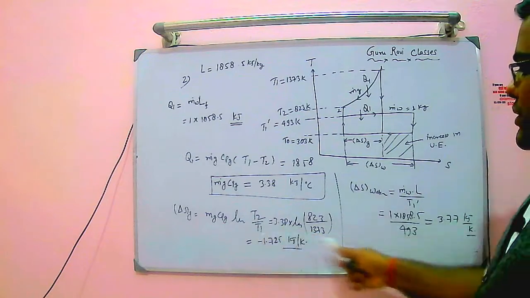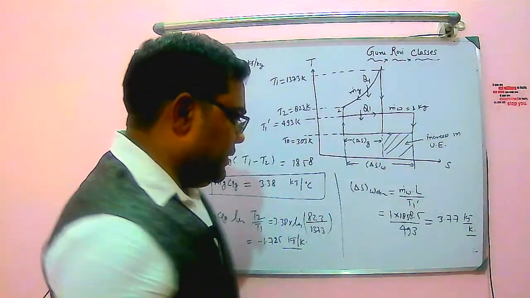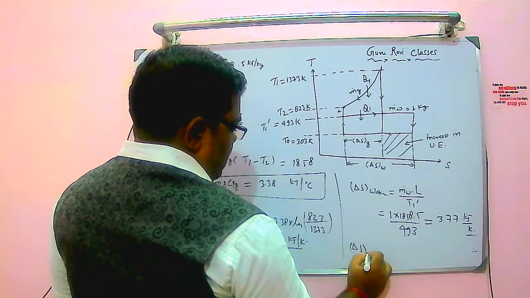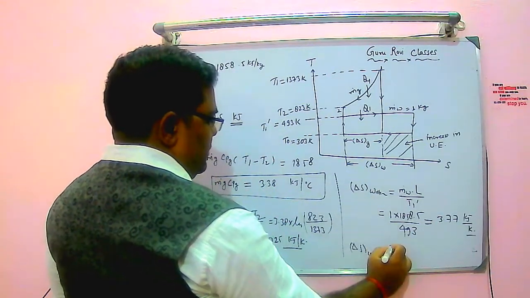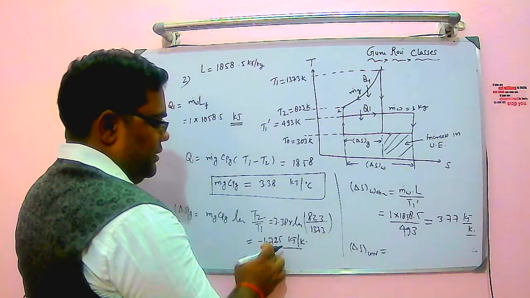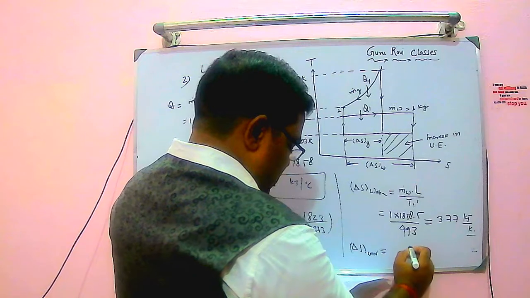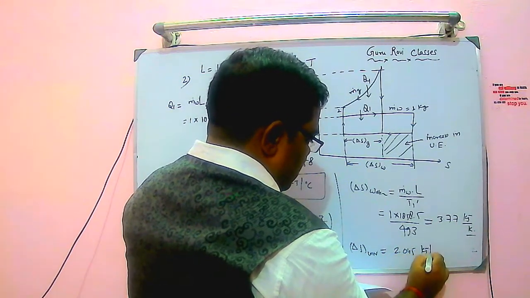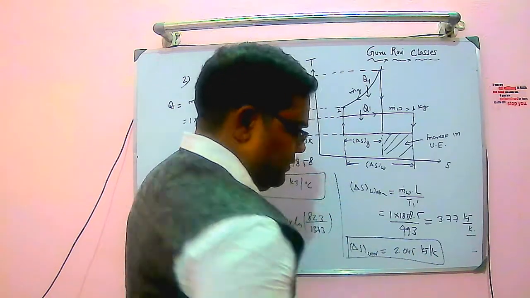So the total change in entropy of the universe is delta S of water plus delta S of gas. Add these two values and you'll get the total entropy. So the total entropy is coming around 2.045 kilojoule per Kelvin. This is the first answer which has been asked.